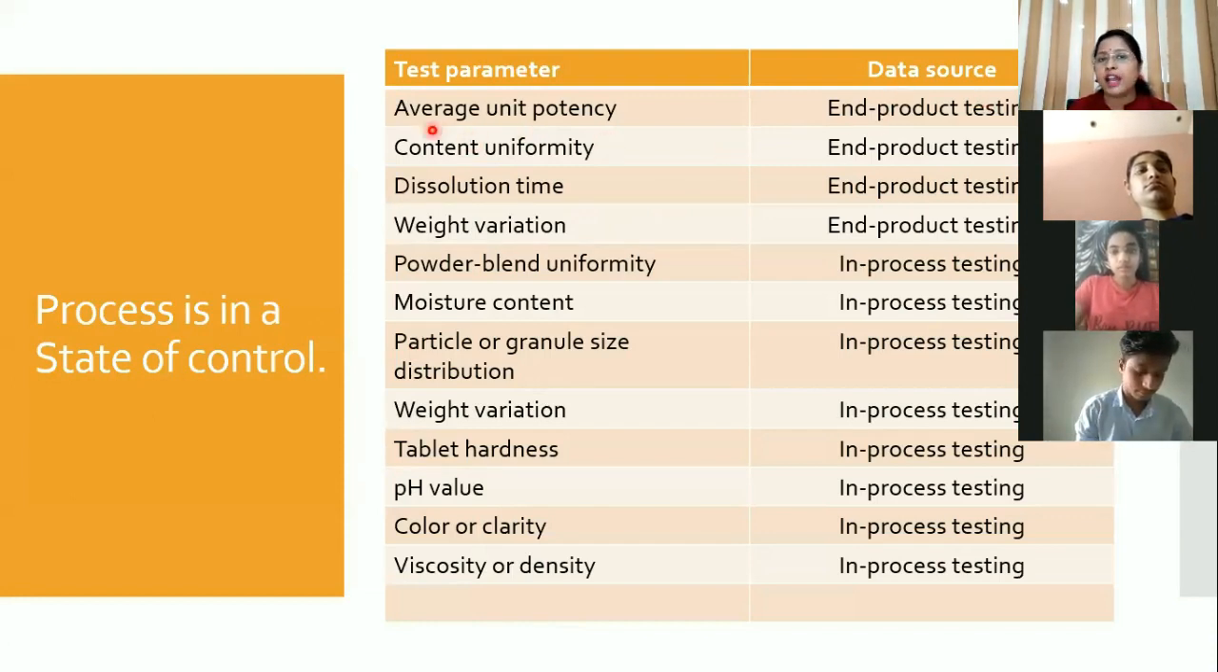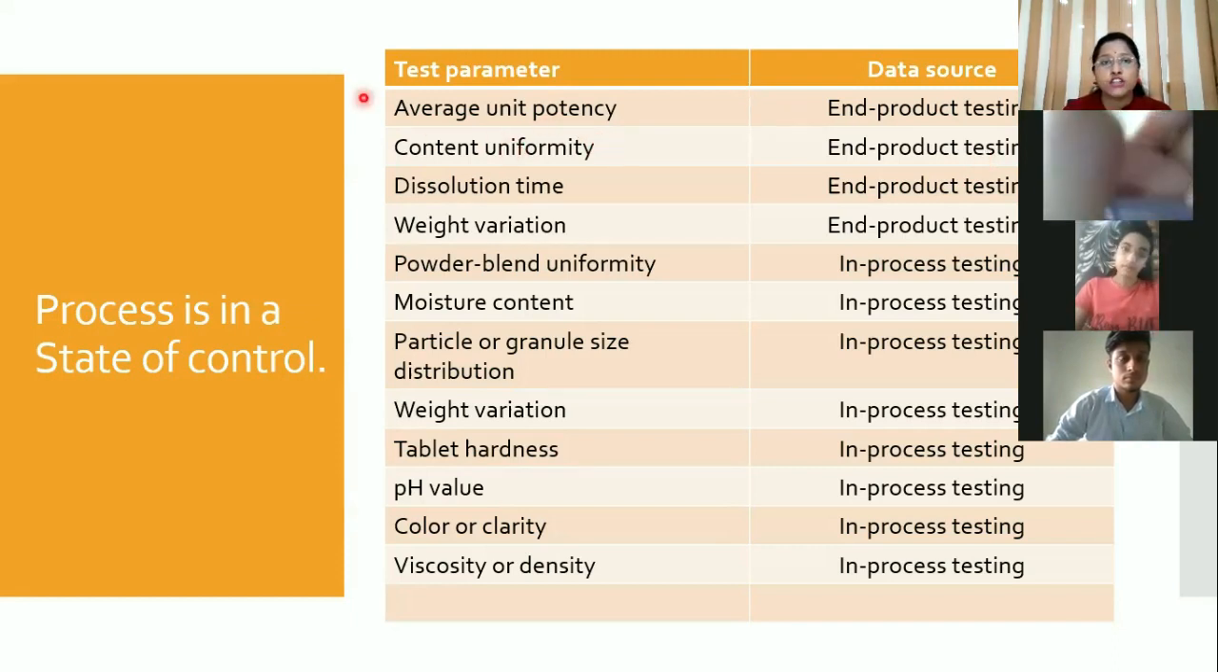So here the data source is in-product testing. Generally, for average unit potency, this is the test parameter. Average unit potency means what? Unit is a single one. Average unit potency is whether it is acceptable or not. The source is generally end product testing. By testing the final product, we can give this test parameter, or we will get clarification with this average unit potency.